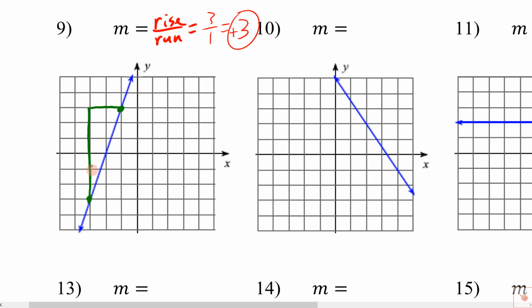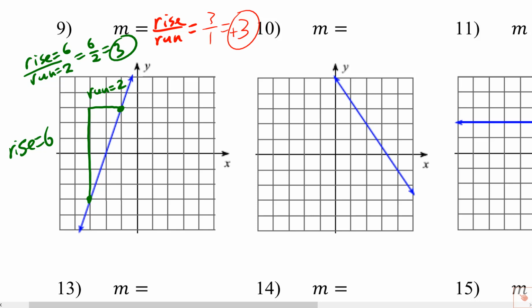So again, I'm going to do the rise first, and then I'm going to do the run. So we're going to go up 1, 2, 3, 4, 5, 6. So the rise on this one is 6, and the run on this one, 1, 2. So the run on this one is 2. So the rise is 6, and the run is 2. So we end up with 6 over 2, which is 3. So we get the same answer there.